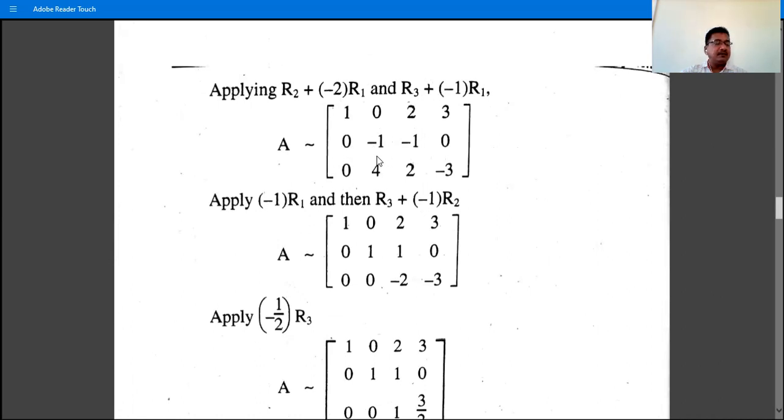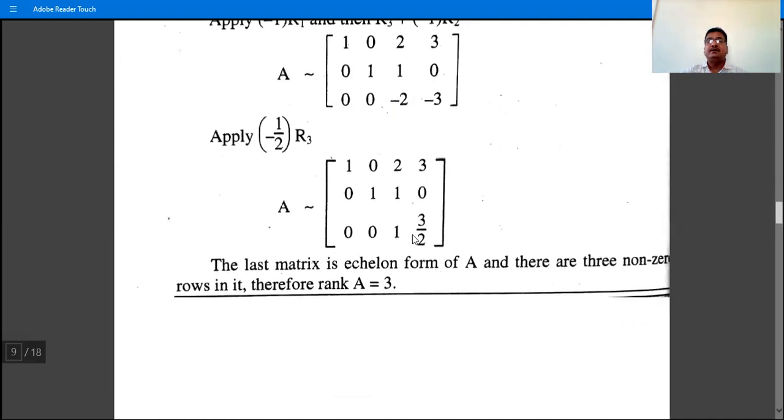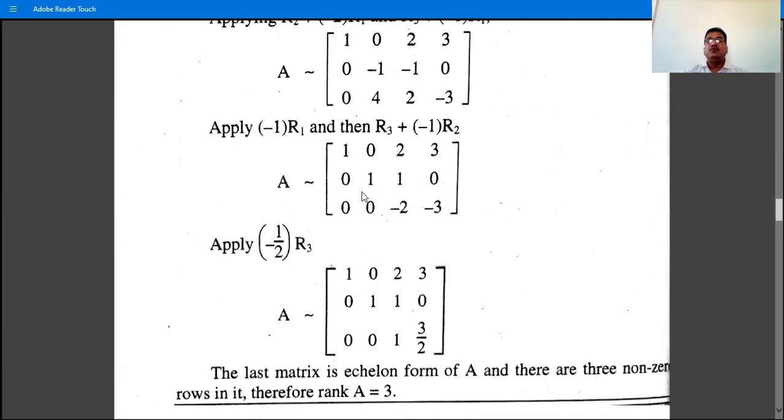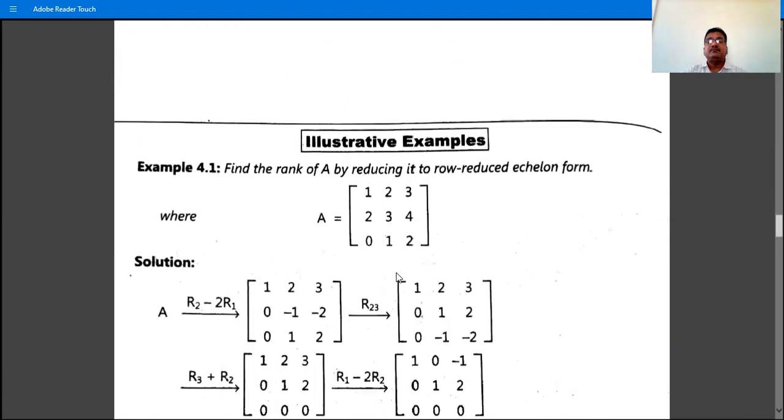So just multiply the second row by -1. We have this, and then reduce this element -2 to 0, and -2 to 1, because this is the leading 1, then -1 of R3. This is the echelon form, or row echelon form, of the matrix A. And if you observe, there are 3 non-zero rows, and therefore the rank of A is 3.